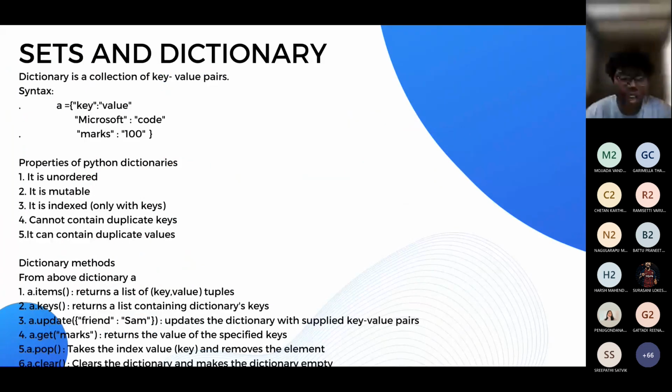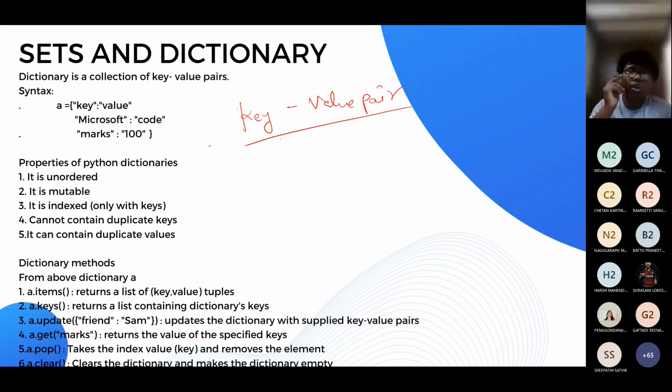Now getting onto another data type called sets and dictionary. Sets and dictionaries are also data types in Python. First we'll discuss what exactly a dictionary is. A dictionary is called a key-value pair. Dictionary is a collection of key-value pairs, because a dictionary consists of two things: one is key and another one is value.